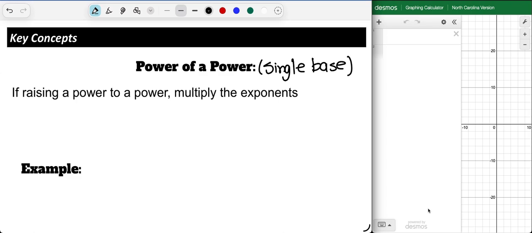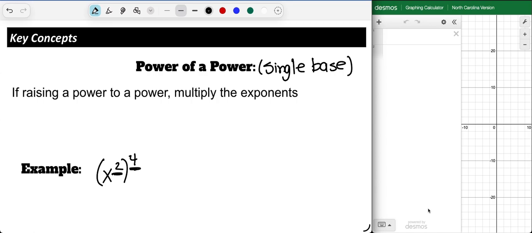We'll look at one with multiple bases in a second. So to give you an example of what we mean by power of a power, we could have, in parentheses, x squared raised to the fourth power. What you will notice is that this one has an exponent already and it's raised to another exponent. That's what they mean by power to a power, exponent to exponent.